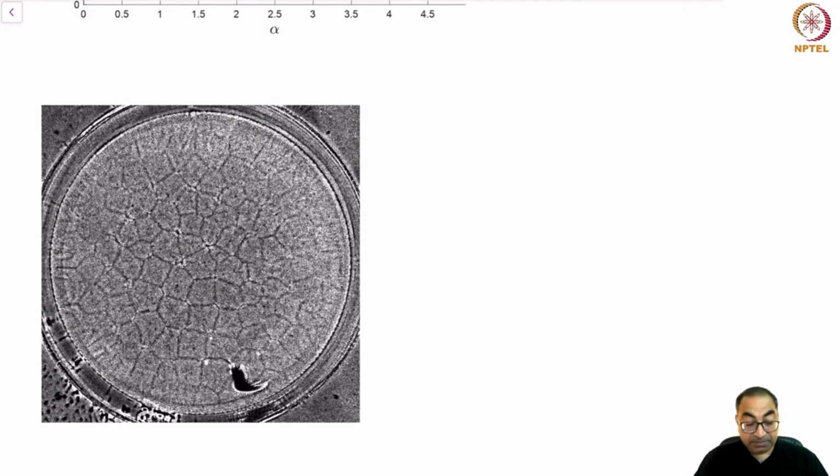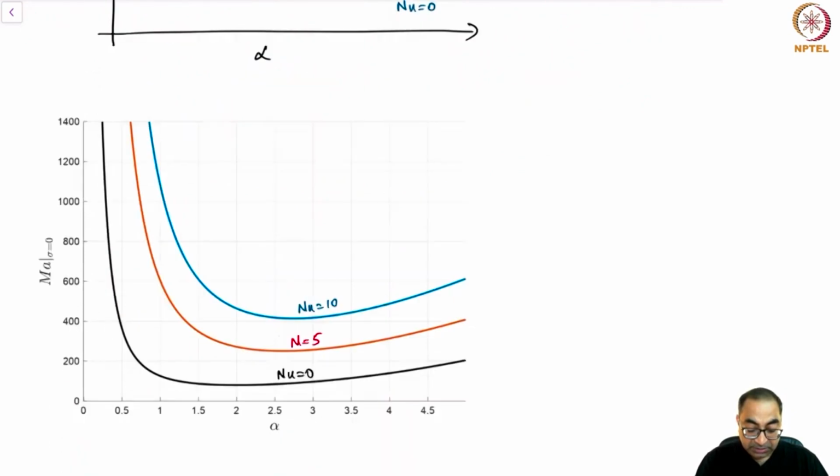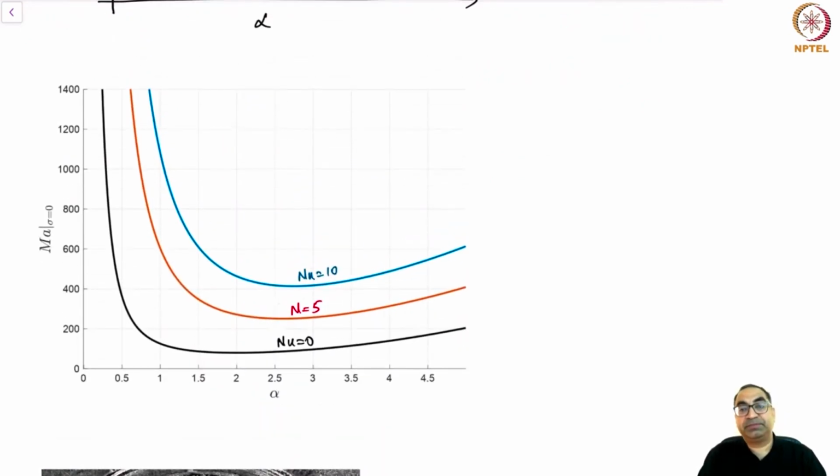So I hope you learned a new interesting phenomenon in interfacial flows, the so-called Benard-Marangoni convection. And with this, we will conclude this discussion on this instability. Then we'll move on to other topics in the course.